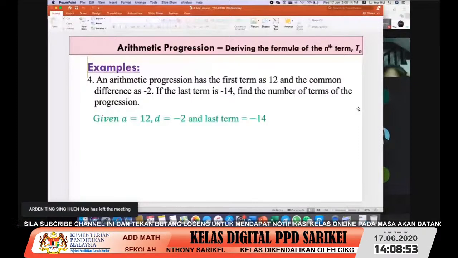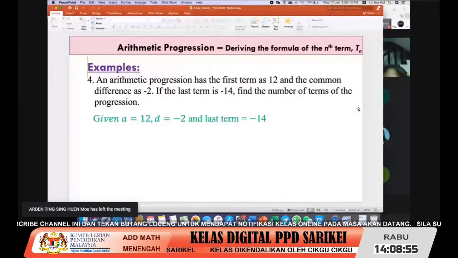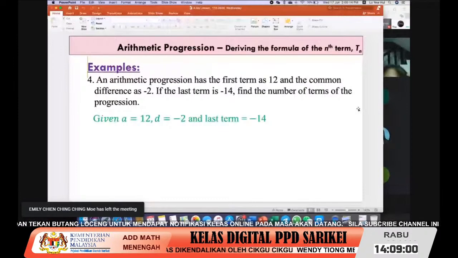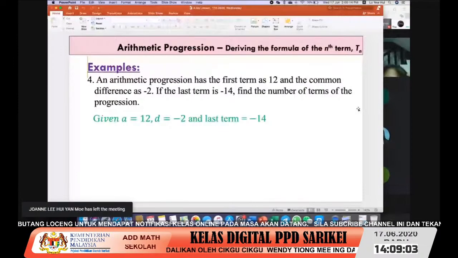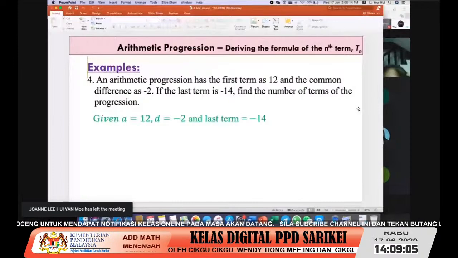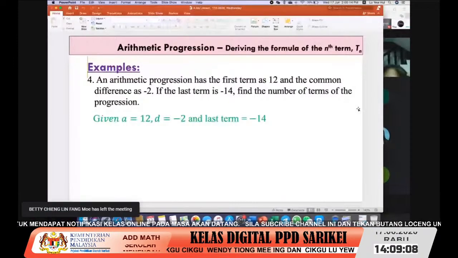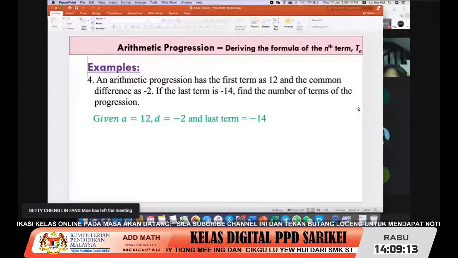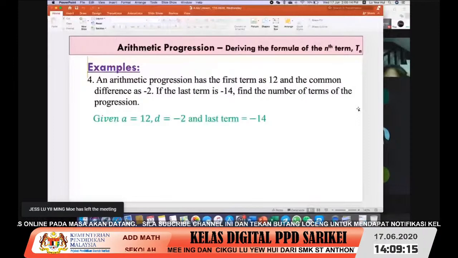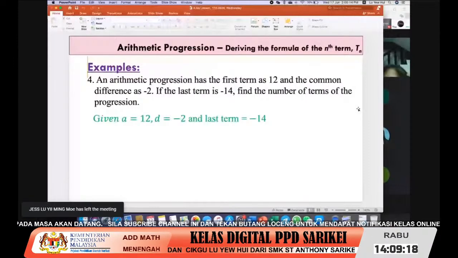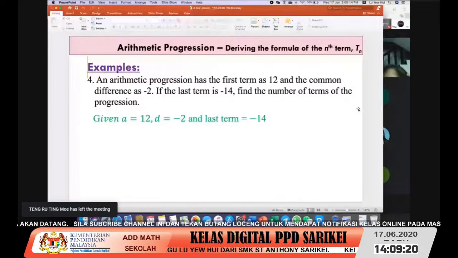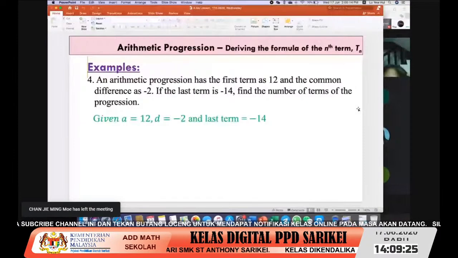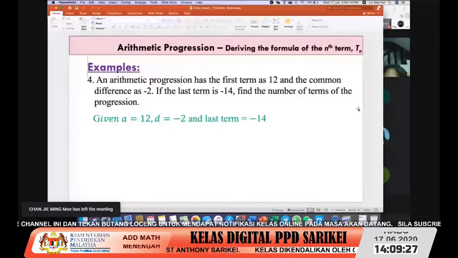And after that, we can see the Tn formula, which is a plus n minus 1 d. d is the common difference, or the BM version is beza sepunya. Right, beza sepunya. Okay, kita pergi tengok contoh. Yang pertama, deriving the formula of the nth term, Tn. All right, we look at example number 4.